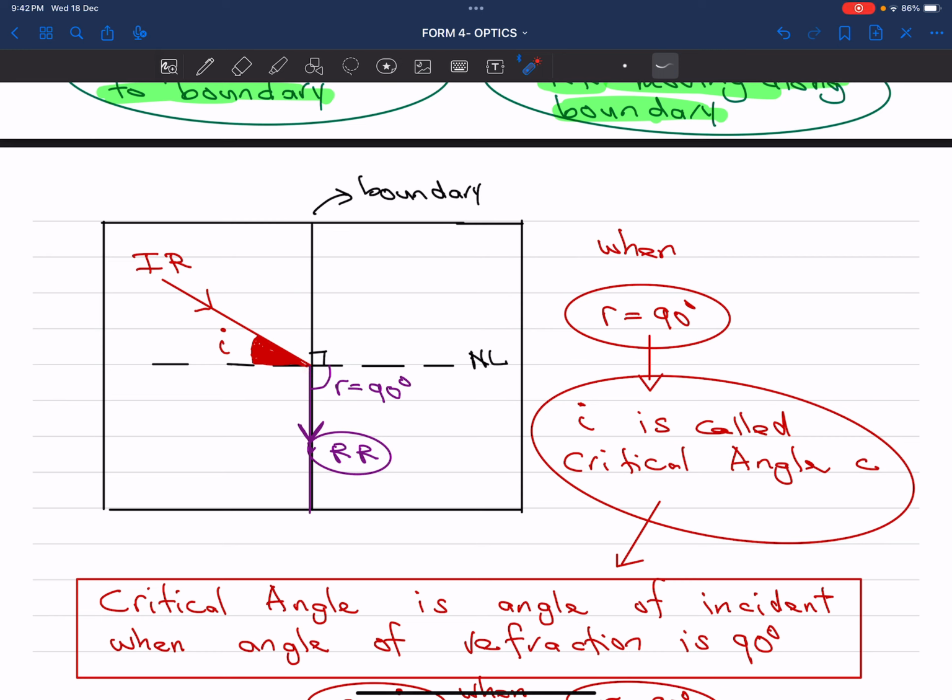I have drawn back the incident ray with the angle of incidence I. Now, one of the most important things here is that when R is 90, the angle of incidence I is called the critical angle, symbol C. So in this diagram, where R is 90, where the refracted ray is moving along the boundary, this angle of incidence I now is called the critical angle, symbol C.